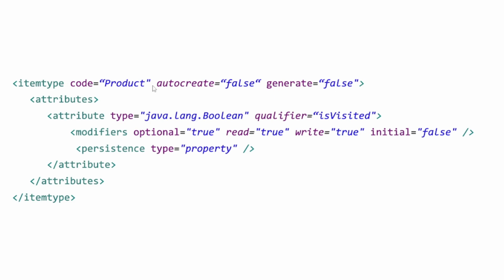So there are no changes. Okay, auto create. This one we have to focus on mainly: autocreate and generate should be false when we are adding a new attribute for the existing item type without extending it. And here we can add whatever attributes we want to add. So here I had added isVisited for test sample purposes only, and we can proceed further like that.